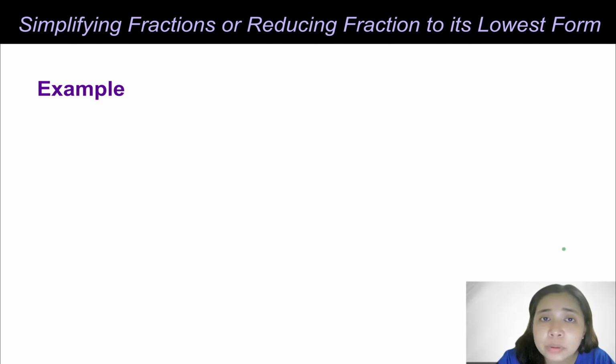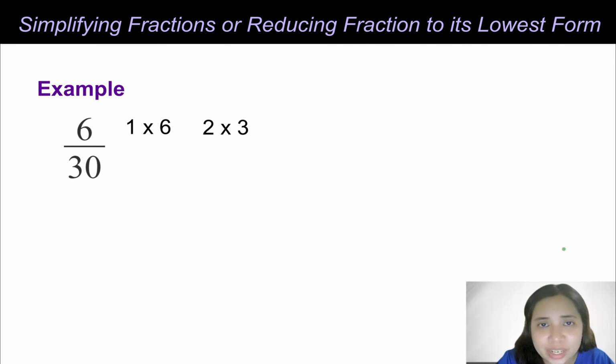So, next example is 6/30. Ganun ulit, no? Unahin natin ilista yung mga factors ng numerator and denominator. Unahin natin yung numerator, which is 6. So, ano nga ba yung mga factors ng 6? So, we have 1 times 6. We have 2 times 3.